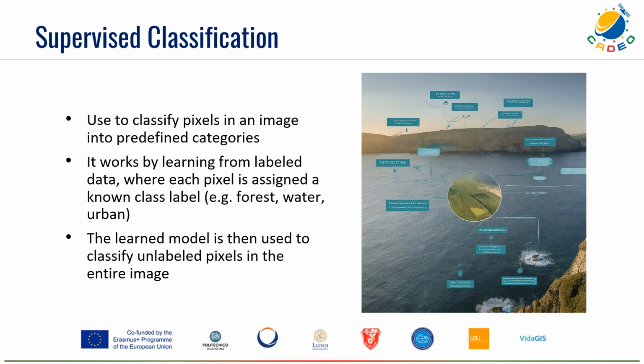Let's start with supervised classification. In supervised classification, we use a labeled dataset to train an algorithm to recognize different classes. A labeled dataset means that each data point or pixel in our image has a known class, such as forest, water, or urban. The goal is to use this labeled data to train the model so that it can accurately predict the class of new or unseen data.